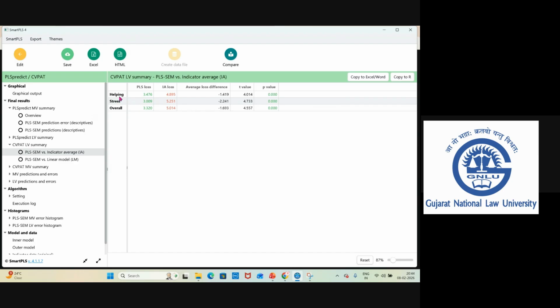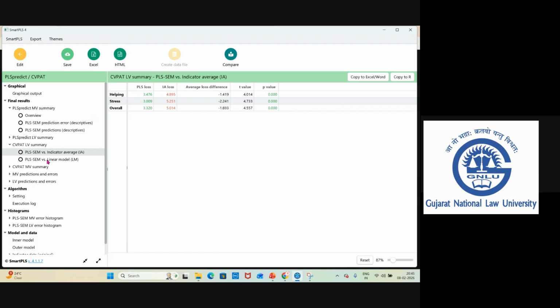We have two constructs, helping behavior and stress. And you can see that if you calculate 3.4 minus 4.8, we are getting minus 1.4. Similarly, 3.0 minus 5.2, if you calculate, is minus 2, and it is a significant result. So we are looking for a negative result in terms of the average loss, and our value should be significant. So we are able to achieve that with reference to PLS-SEM versus the indicator average.